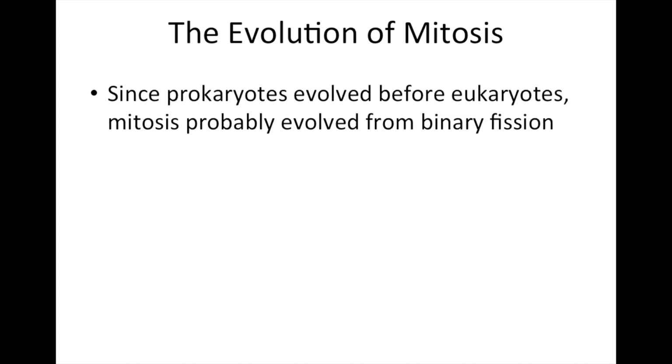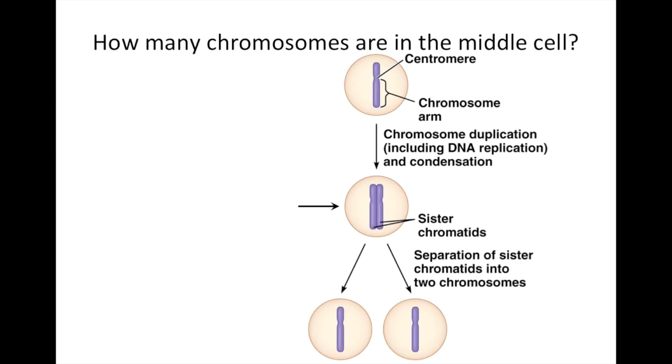What's interesting is we think that mitosis exists because prokaryotes did something similar to that. So mitosis in eukaryotes would have descended from prokaryotes that were doing binary fission.